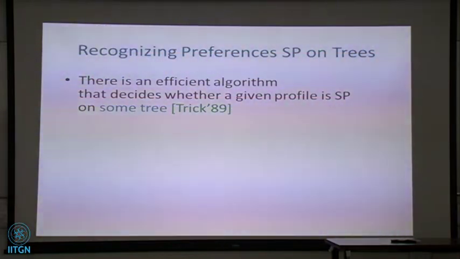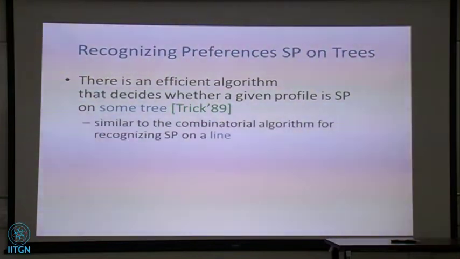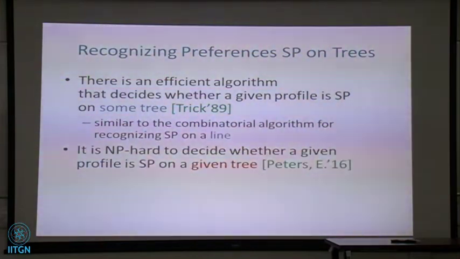It's a short, nice paper. It's actually well described by Michael Trick. So go ahead, read it. But here's the interesting part. It's hard to decide whether a given profile is single peaked on a given tree. This is a surprisingly recent result by my student Dominik Peters and me. And in hindsight, it's a fairly obvious reduction from exact cover by 3 sets.